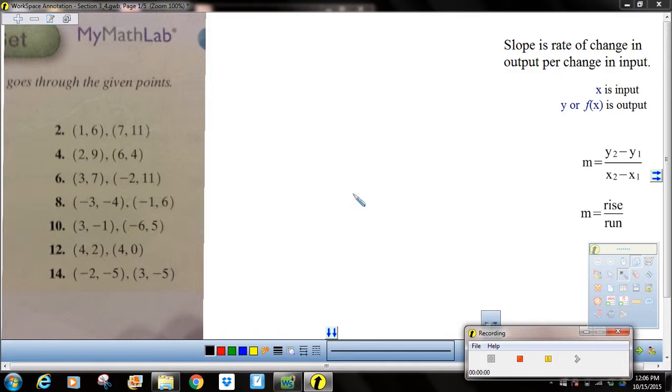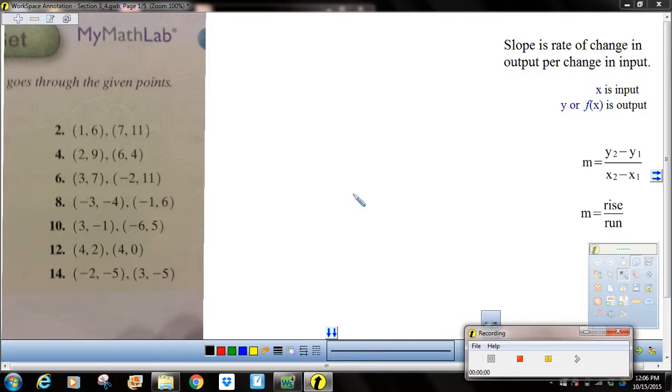This video is to help out on being able to work the odd problems by me working the even problems. This lesson 3.4 is about slope. Slope is the rate that the output changes as the input changes. So for each individual step that the input takes, it's the rate that your output should be changing.